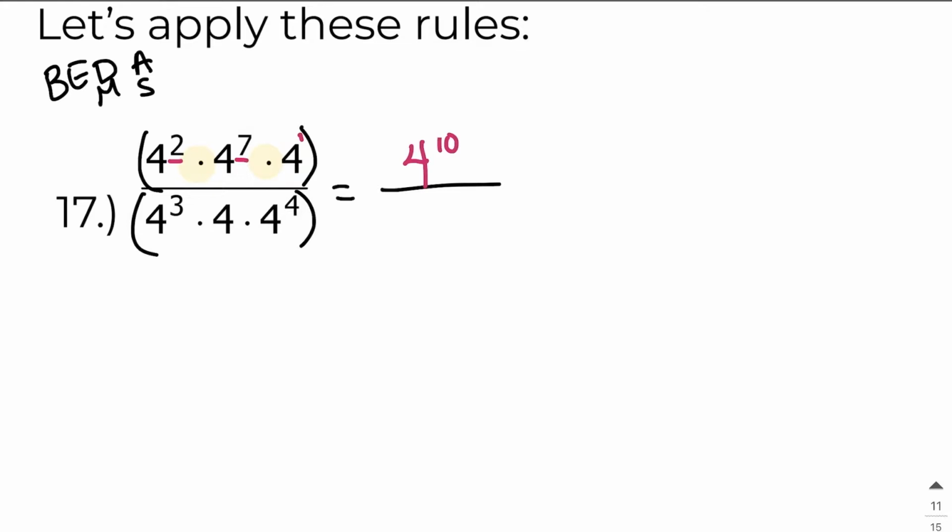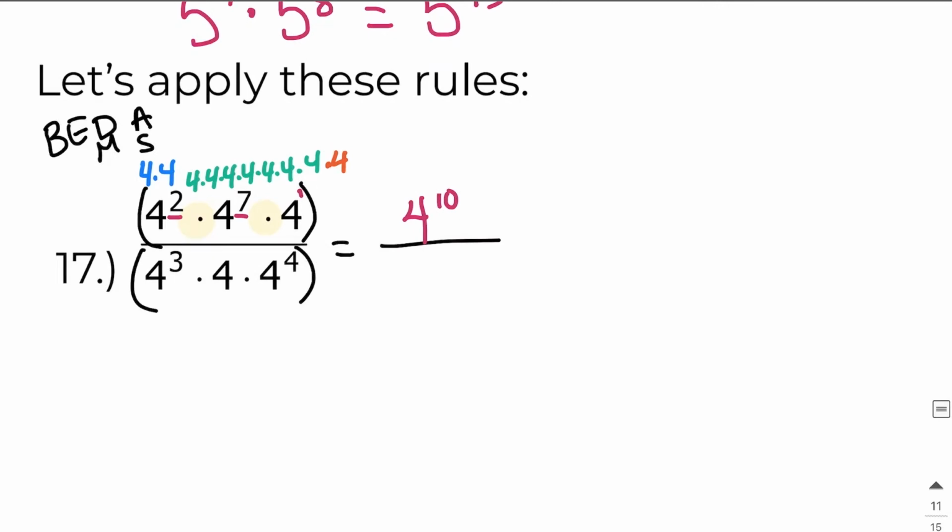Notice the base stays the same. Why is that? Because this is saying 4 times 4. This is saying 4 times itself 7 times. And then this right here is saying another 4 right here. So altogether we have 10 fours being multiplied together, not anything other than 4. Same thing in the denominator here. I have 3 fours, 1 four, and 4 fours all being multiplied together. So we can just add our exponents. 3 plus 1 is 4, plus 4 is 8. So this is 4 to the power of 8.